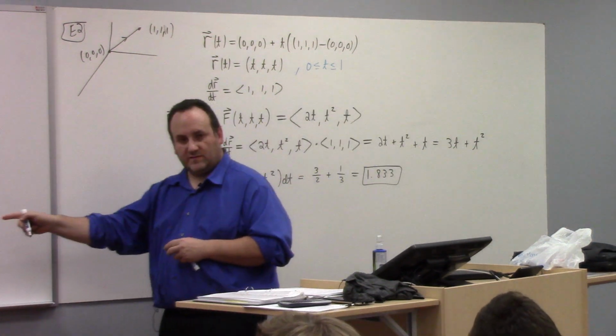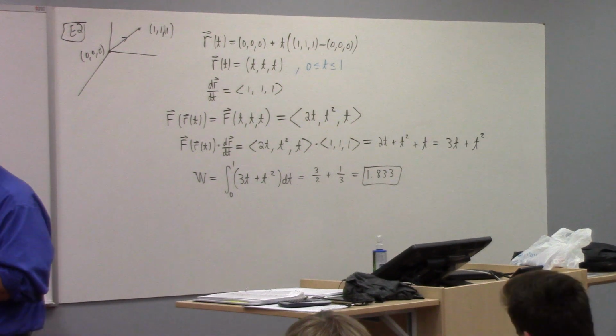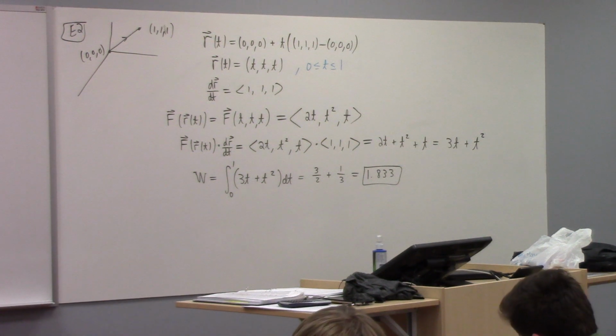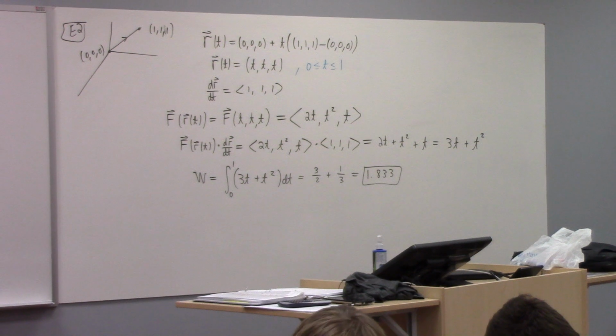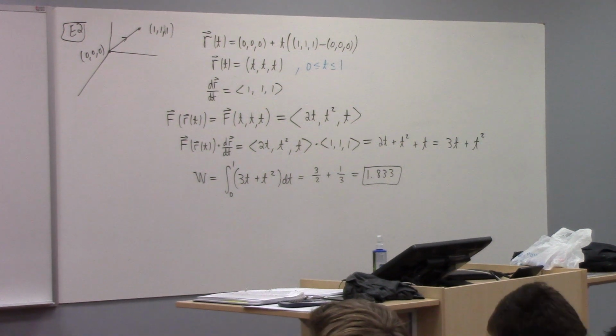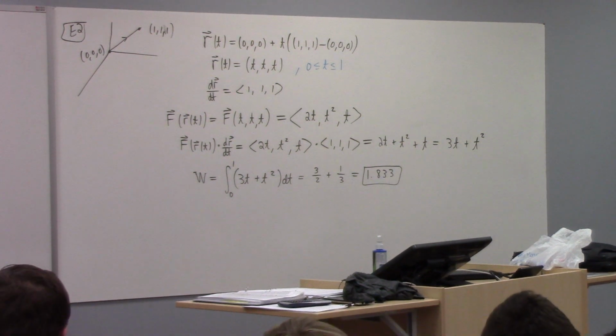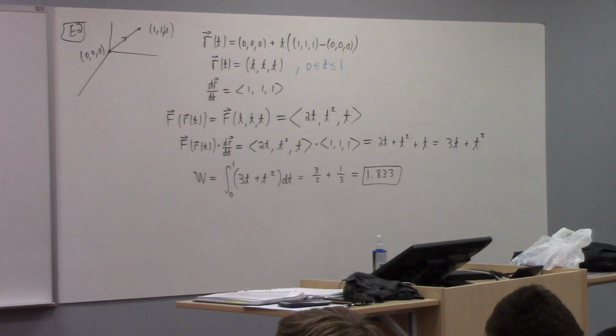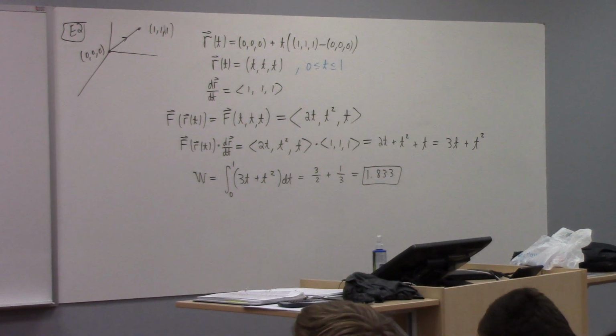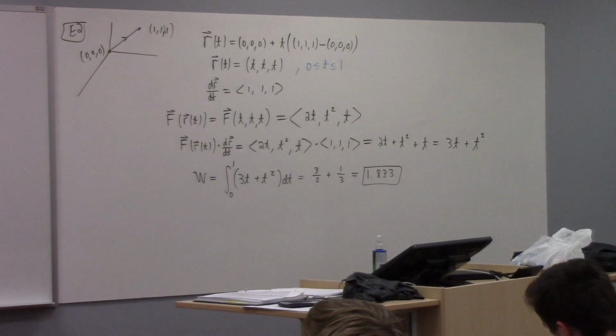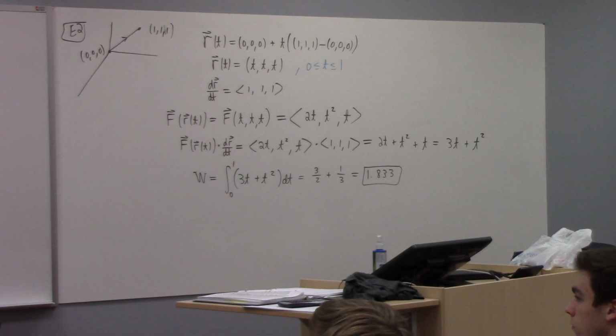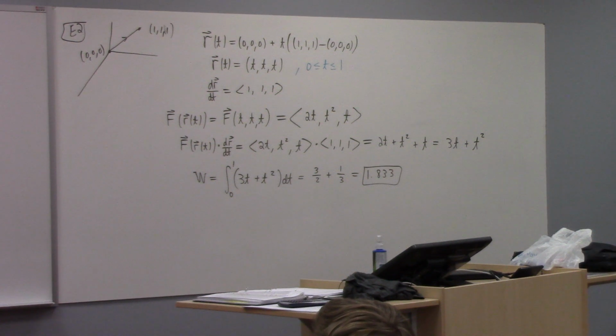Compare this example 1 work and example 2 work. All right? What do you see about them? Can you tell me something about these two examples? Same force, right? Same starting and ending points. Agree? Both curves start at the origin and go to the point 1,1,1. But what's the difference? Paths. Yeah, they're different paths, and they gave you different work, right? So this is an example of what's called a path-dependent force. This force has a path dependence.